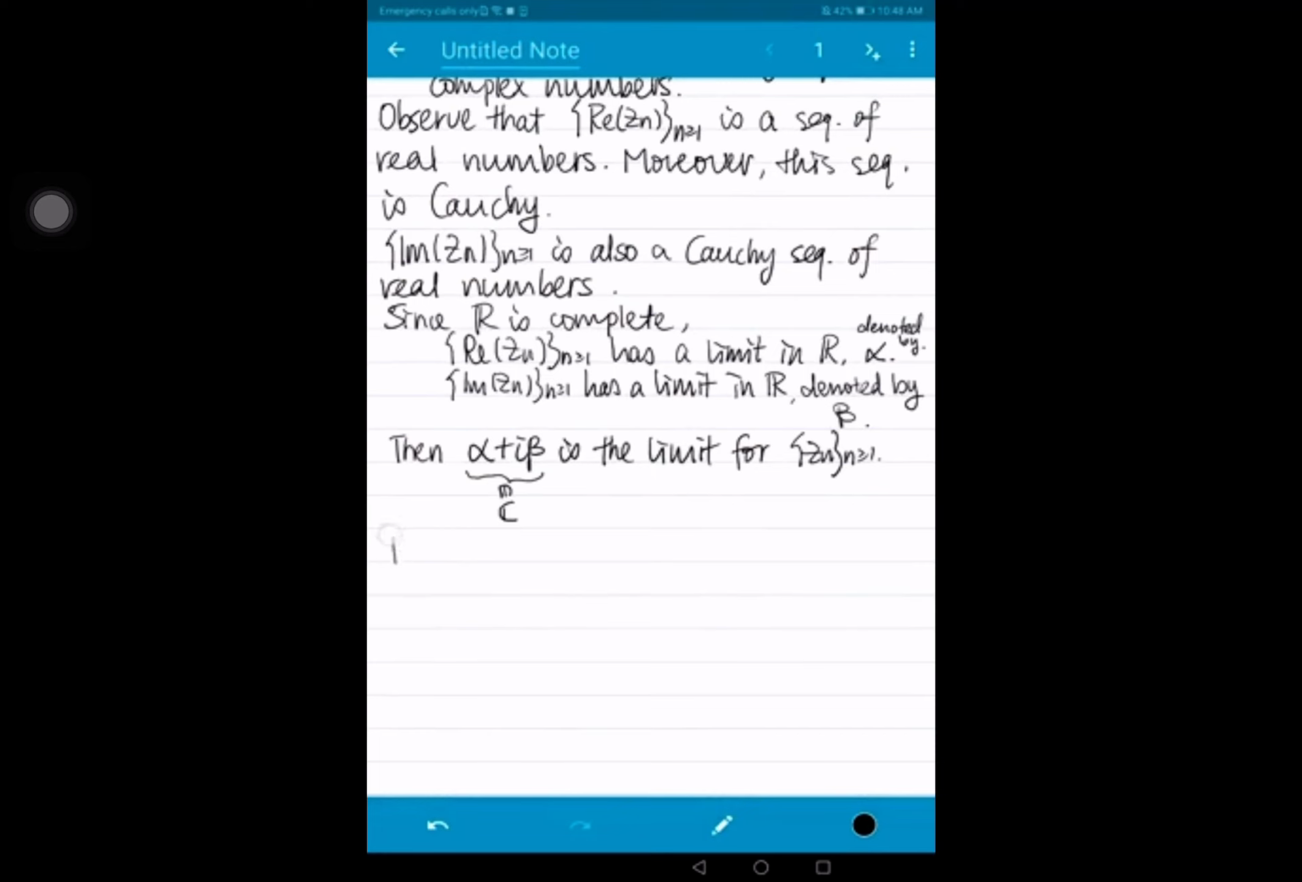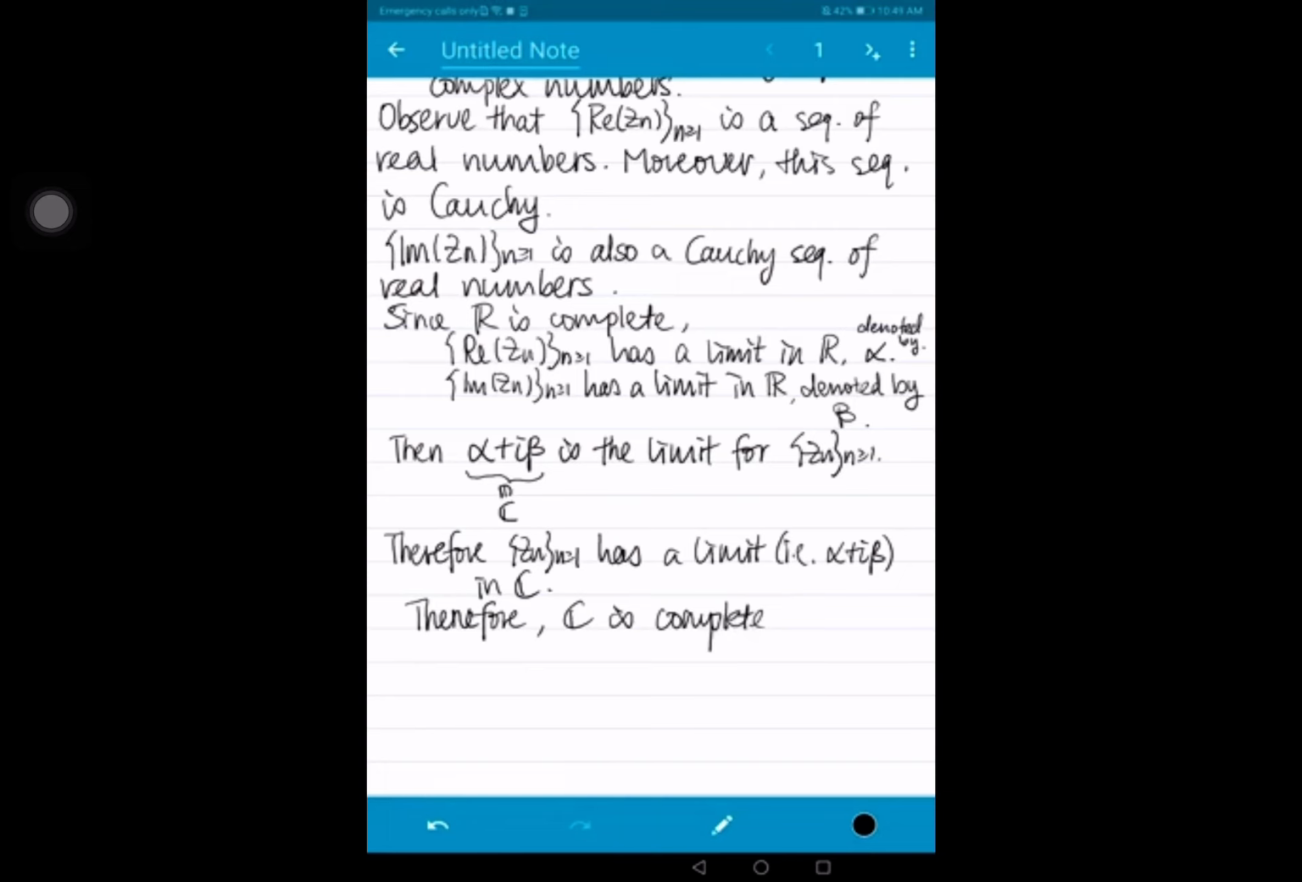Therefore, z_n has a limit, i.e. this limit is alpha plus i beta in C. So this is to say, therefore, C is complete, because every Cauchy sequence has a limit in C.